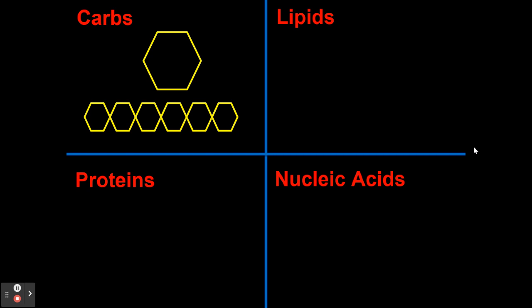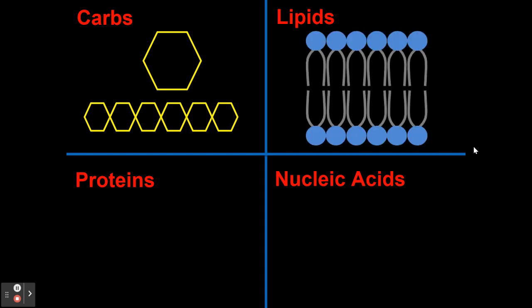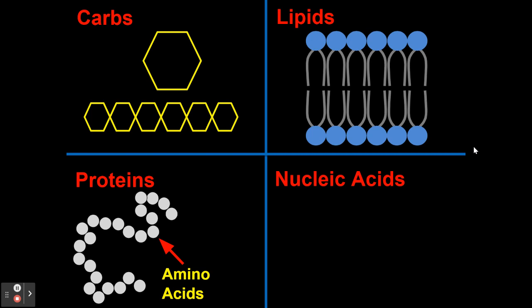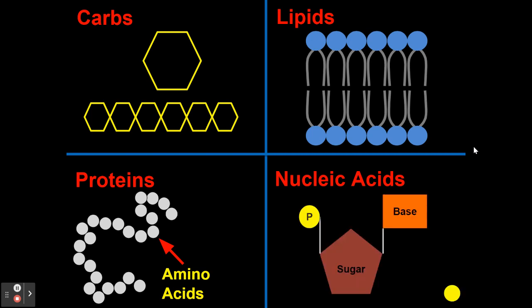When we look at the pictures, a single ring, that'd be like a monosaccharide, whereas when you put a bunch of those together, that would be a polysaccharide. Lipids, this is a lipid bilayer, so these are phospholipids. Proteins are long chains of amino acids. And then a nucleic acid, the nucleotide is made with a sugar, a phosphate, and a base. And remember, those bases are the A's, T's, C's, G's.